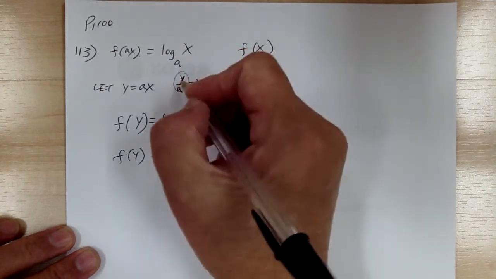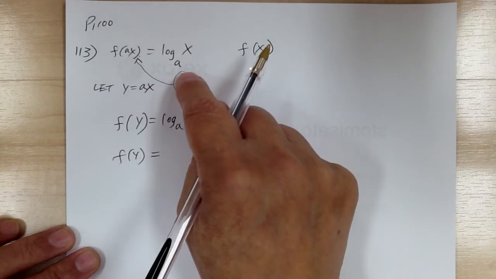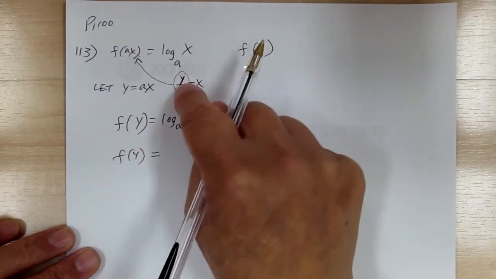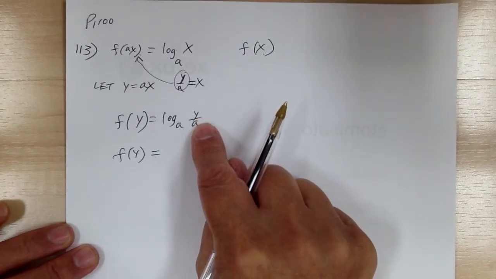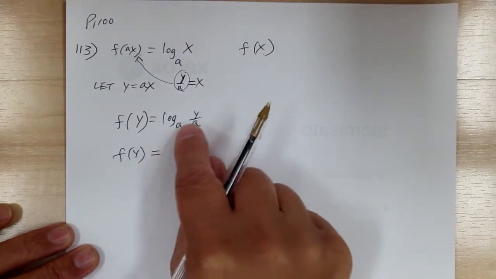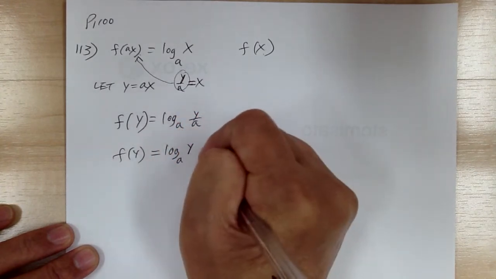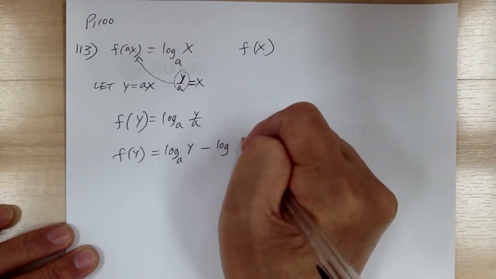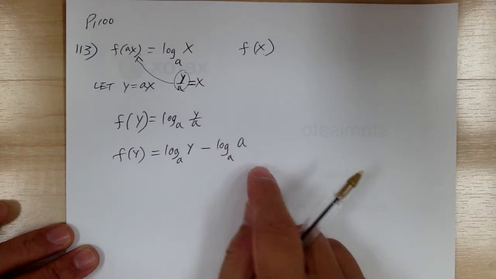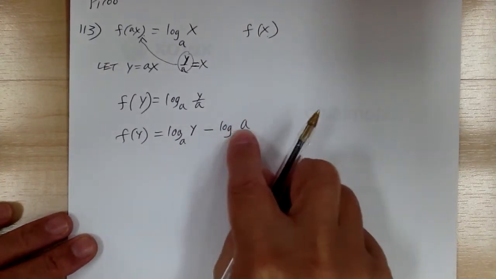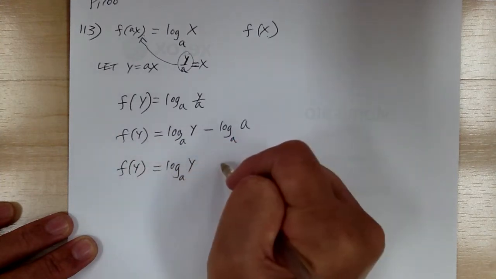So again, when you substitute this into here, a times y over a gives you y. Now you use the quotient rule for the log. So this becomes log y minus log of a base a. So when you have division, it becomes subtraction in the log. And this is equal to 1. So f of y equal to log of y base a minus 1.